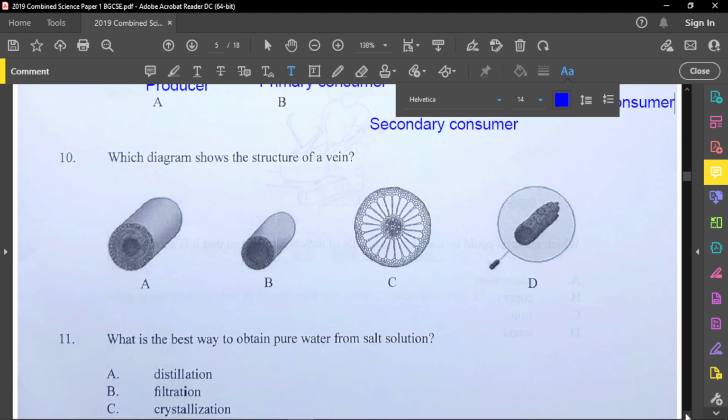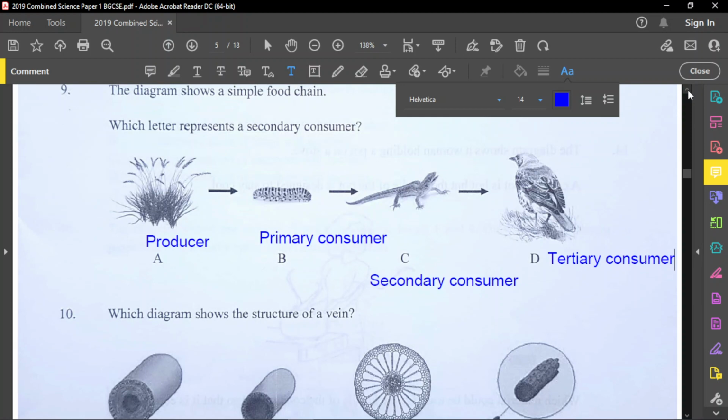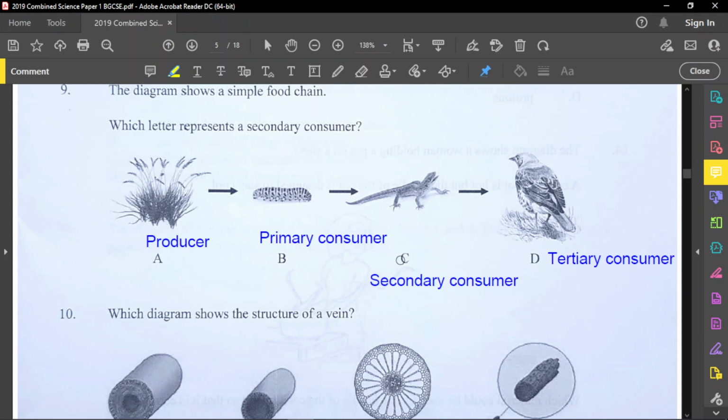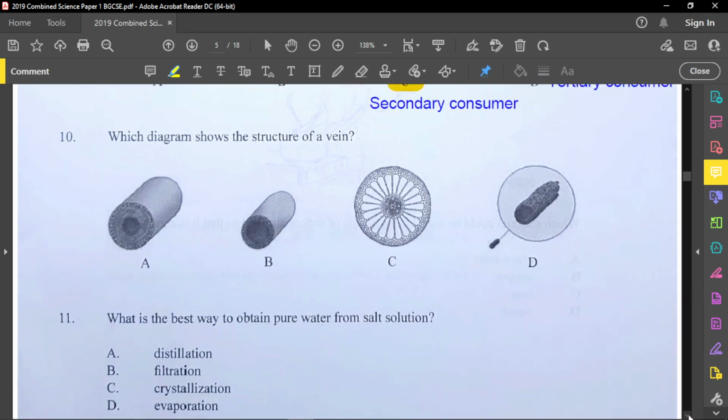Question number 10 is which diagram shows, oh, I did not answer this one up here. So the secondary consumer, I should say, is actually C. The name is there, secondary consumer. There's also a carnivore as well, just to point it out.